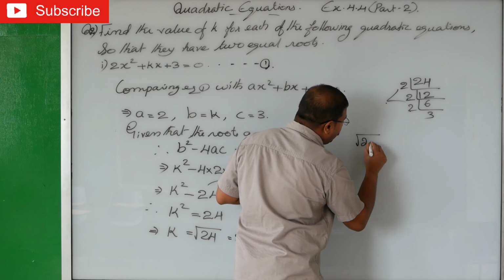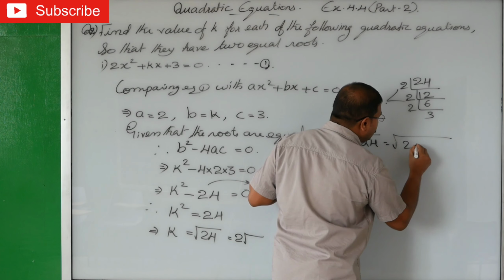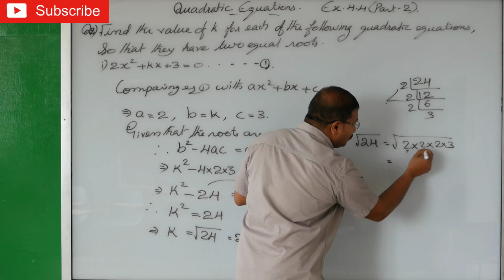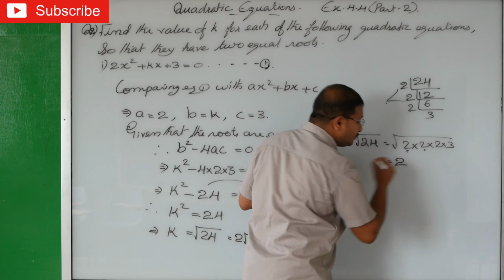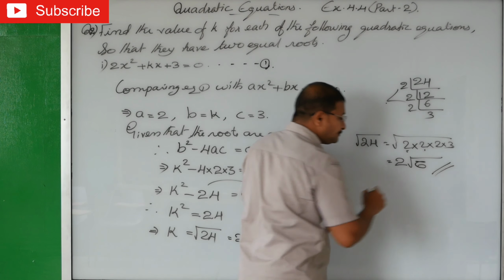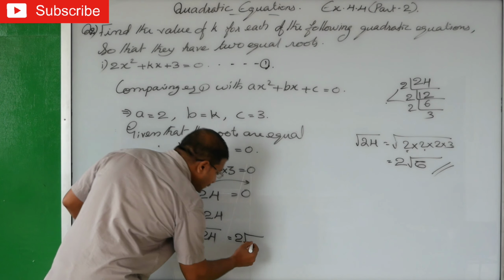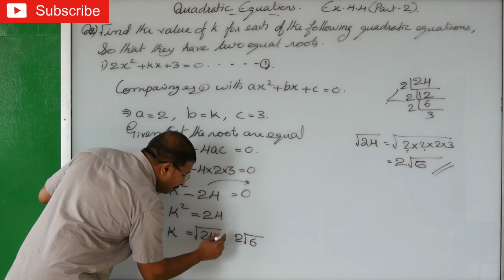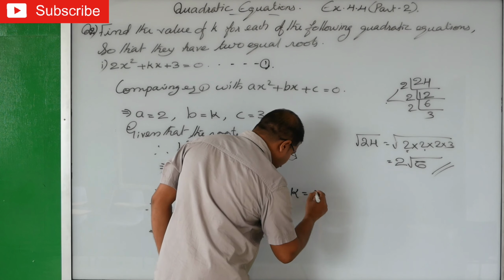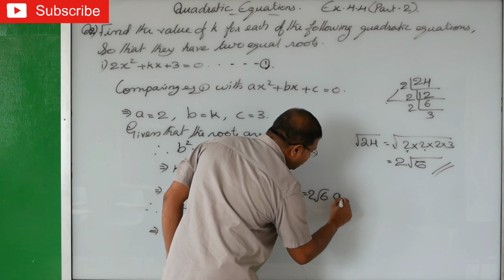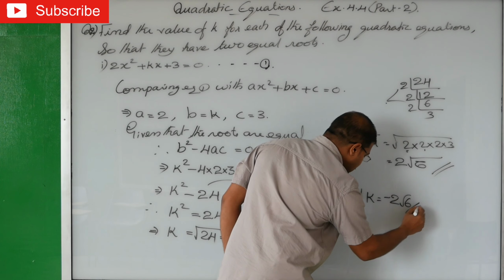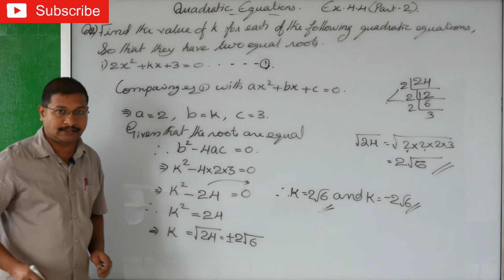Otherwise root 24 equals root of 2 into 2 into 2 into 3 equals, from 2 2s we will take one 2 outside, and the balance is root of 2 into 3, 6. Ready? That means we will write here 2 root 6. Of course it should be plus or minus. Therefore k equals 2 root 6 and k equals minus 2 root 6. It can be plus or minus.